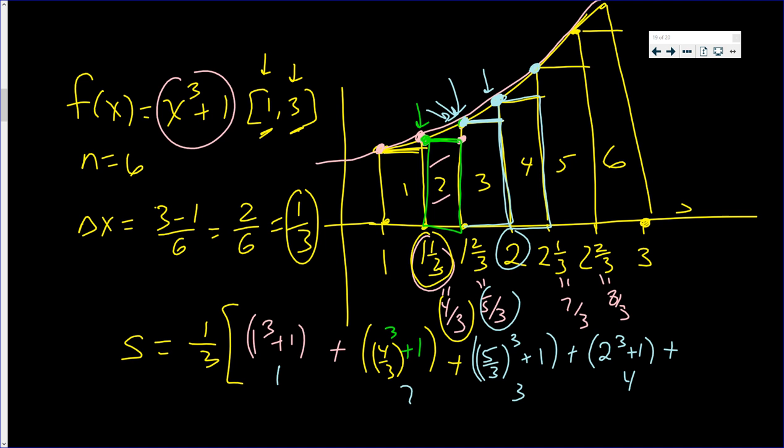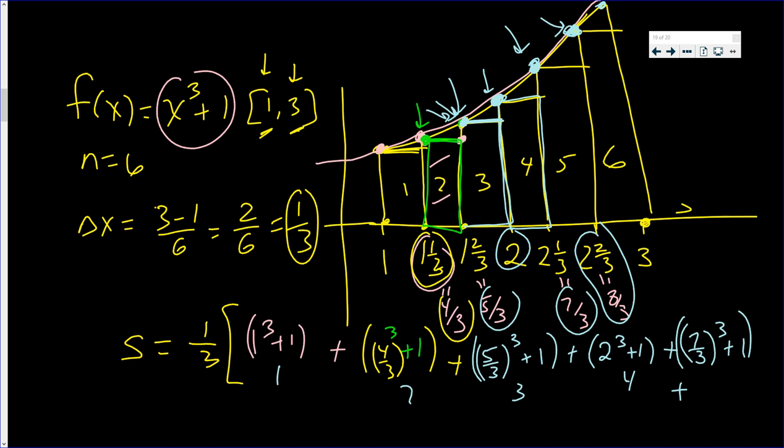And then for the fifth rectangle, between those two heights, that's the lower one, which is 7/3. So it's going to be 7/3 cubed plus 1. That's for the fifth rectangle. And for that last rectangle, it's going to be this height here, which is f of 8/3. So it's going to be 8/3 cubed plus 1.